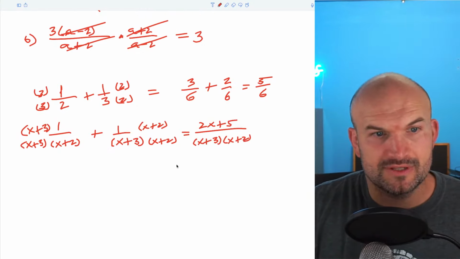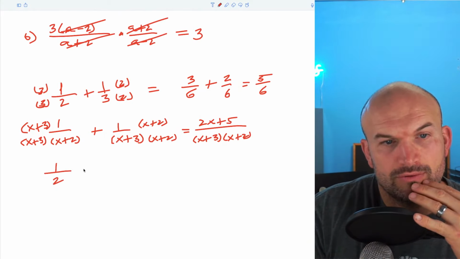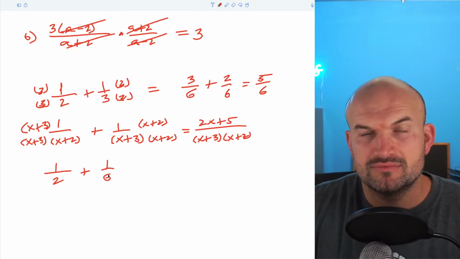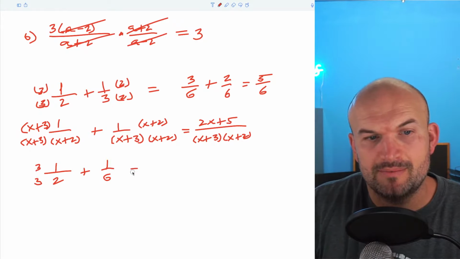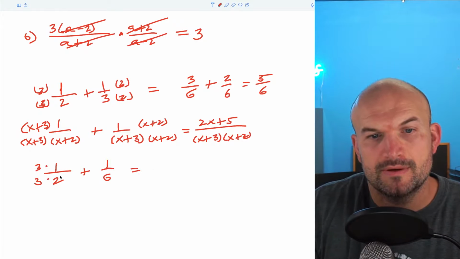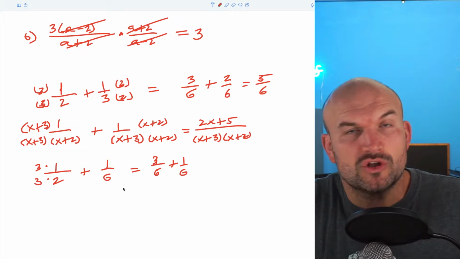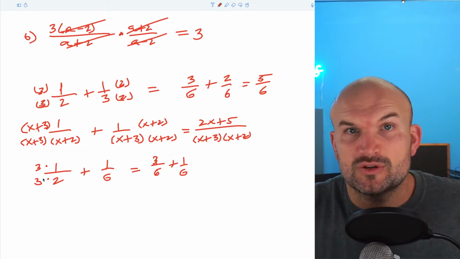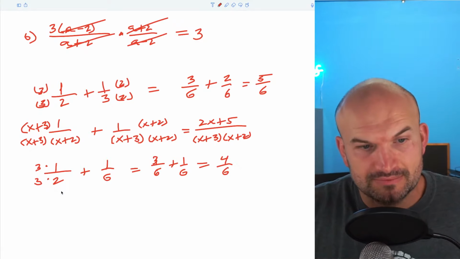Okay, now just one more add-on here. If I had 1 over 2 plus 1 over 6, here you don't need to multiply them to get 12. All you need to do here is multiply by 3 over 3, because that's going to give you 3 over 6 plus 1 over 6. You didn't need to multiply them. They already had a common term, which was 2, so you just need to multiply this by 3 over 3. That equals 4 over 6, which you could simplify.